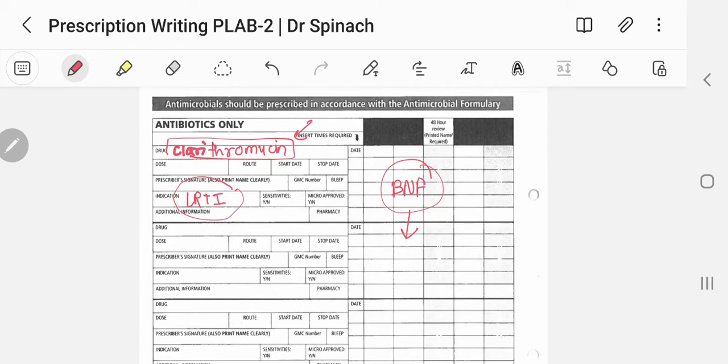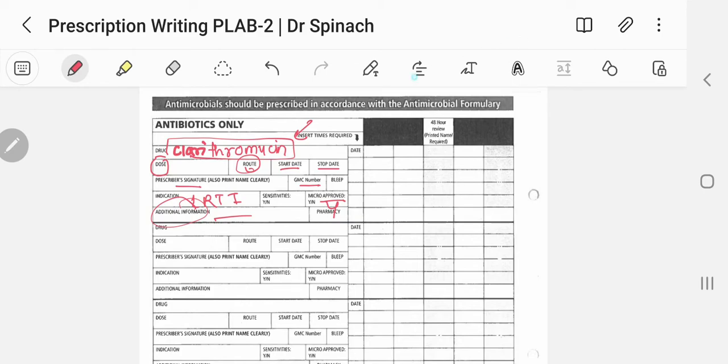Okay, now you have written clarithromycin, you need to write the dose, the route, start date and stop date of the drug, and of course your signature, GMC number, and any indication or any additional information as well. The rest of the things are okay to not write. If they are given, if this is micro approved, then write yes. Usually the information is not given.